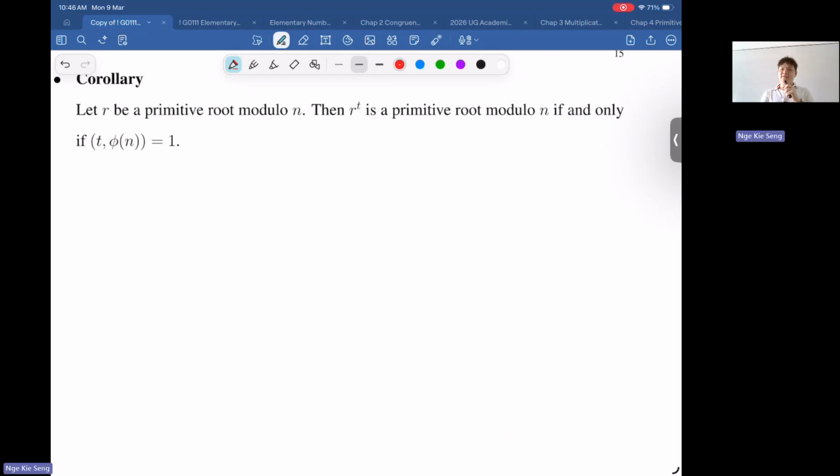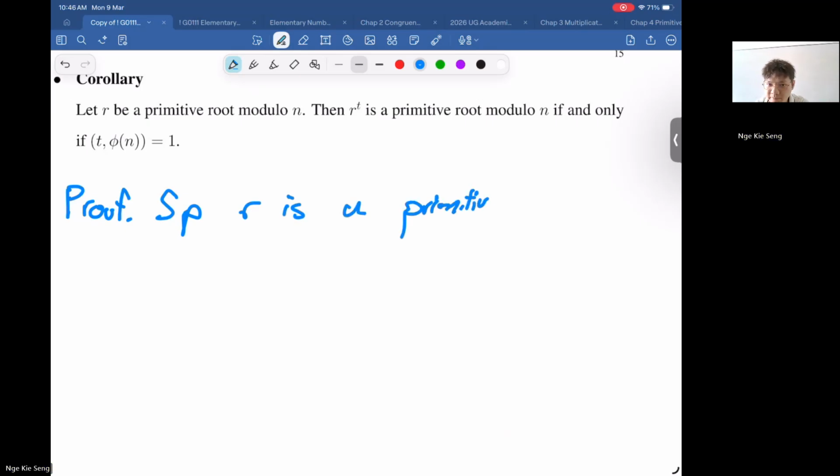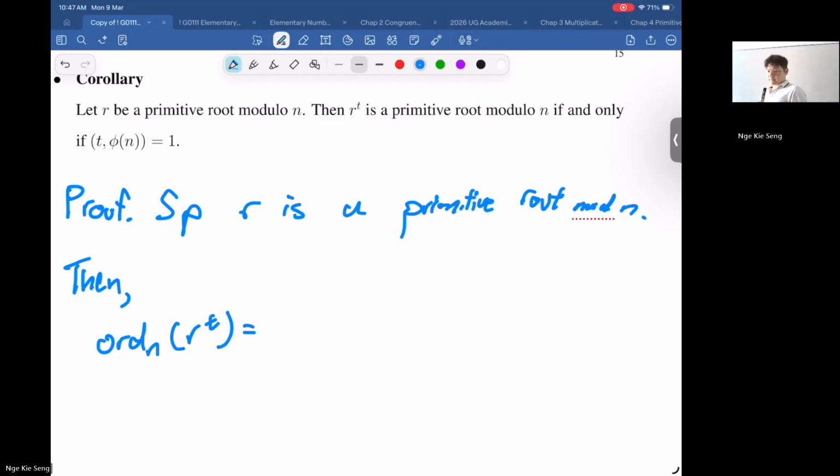Why is it working here? Okay, so maybe I can show you here. Maybe prove this very quick. Suppose r is a primitive root of n. Then what's the order of r^t here?